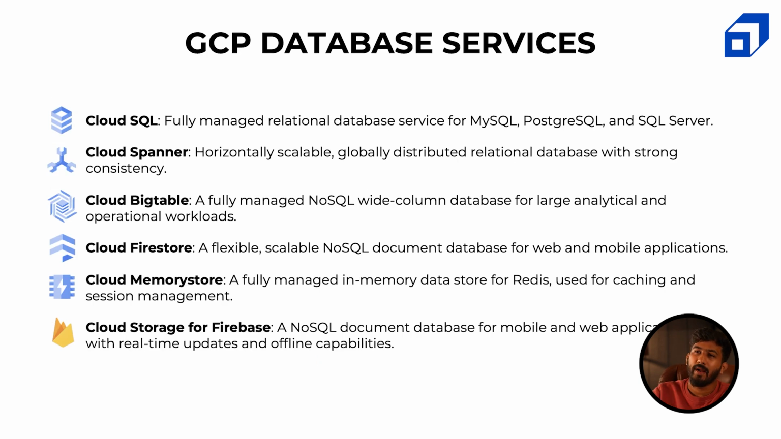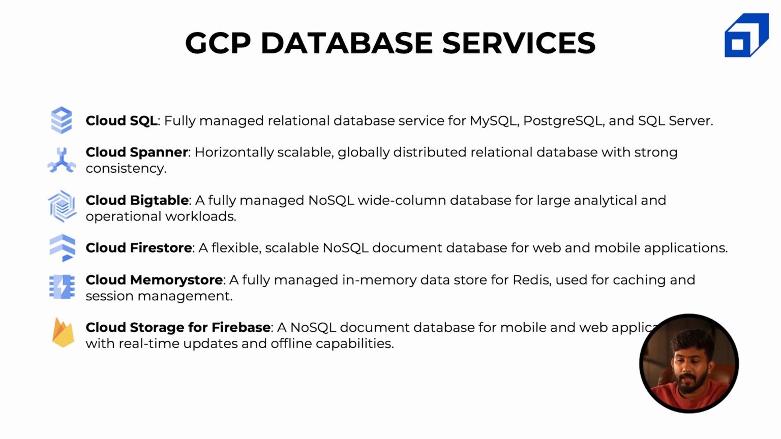Now let's go a little bit further and dive deeper into the GCP database services and look at all the different offerings they provide. If you look at the screen, there is Cloud SQL, there is Cloud Spanner, there is Bigtable, Firestore, Memory Store, and also storage for Firebase. So now these are 6 different database services that GCP provides. There are still more. If you want to learn more about other database services, you can check GCP's website itself. But the most popular and common ones are these.